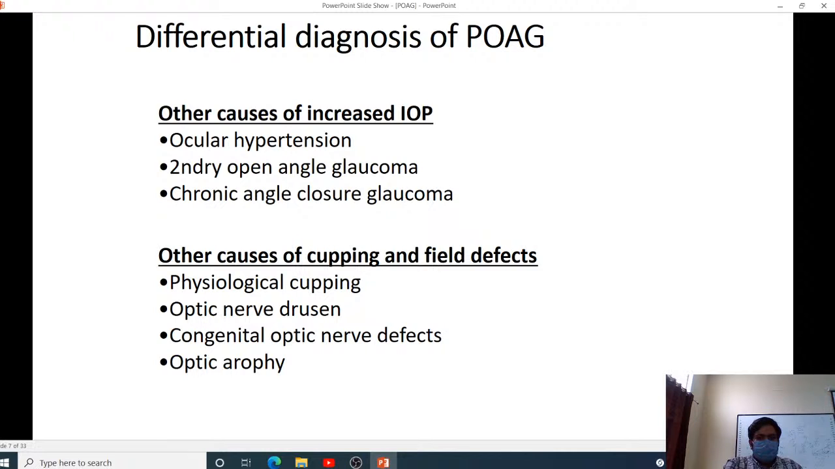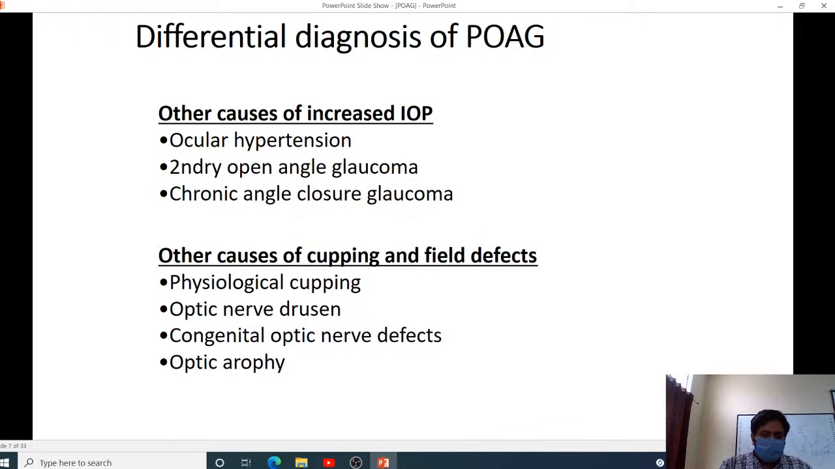Now, what is the differential diagnosis of primary open-angle glaucoma? We have to differentiate it from other causes of increased IOP, and from other causes of cupping and field defect. So we have to differentiate POAG from ocular hypertension, secondary open-angle glaucomas and chronic angle closure glaucoma, because secondary open-angle glaucomas are also very common entities. We have to differentiate because the treatment varies. Here the main treatment in POAG is the medical method. In secondary open angle glaucoma, the mode of treatment is mostly a surgical modality.